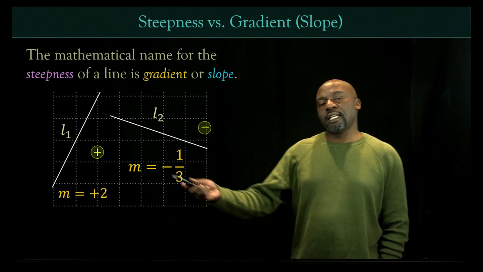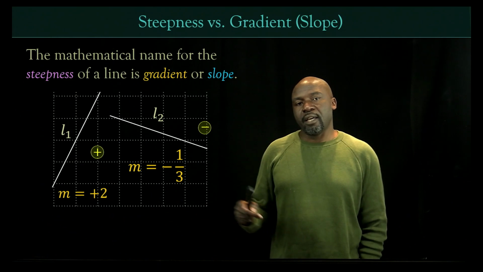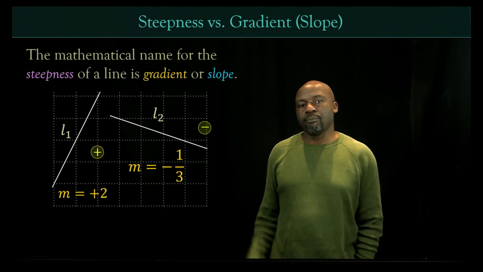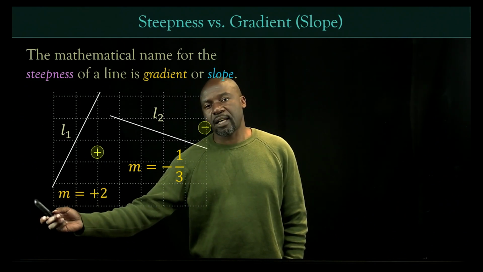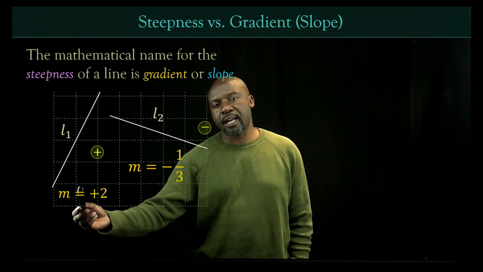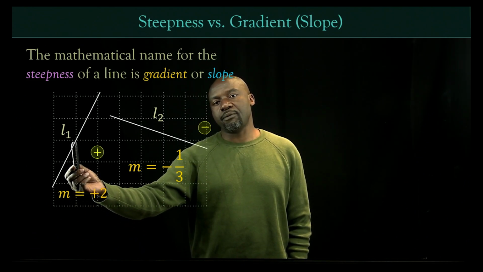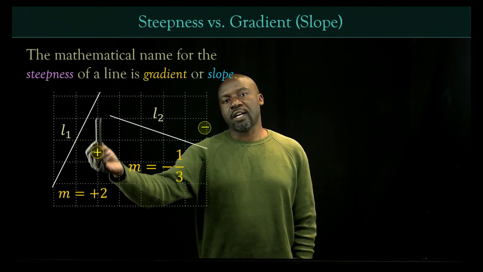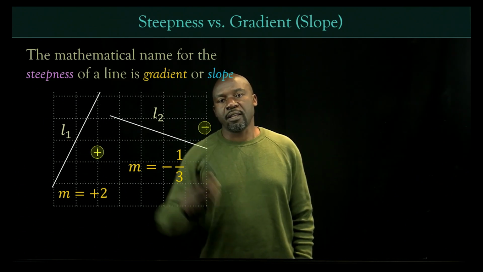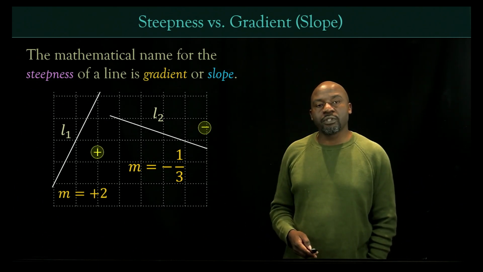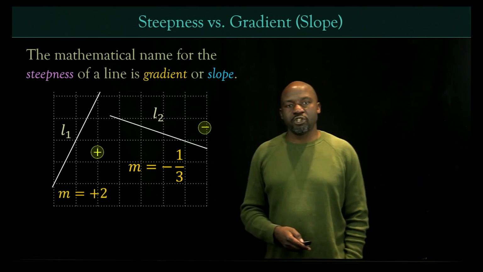Okay, so we can see that line 1 there has a positive kind of steepness, because a single step in the x direction will result in two steps in the y direction. Okay, if you make one step this way, it results in a movement of two steps in the y direction. And so we say this has a positive steepness of magnitude 2.